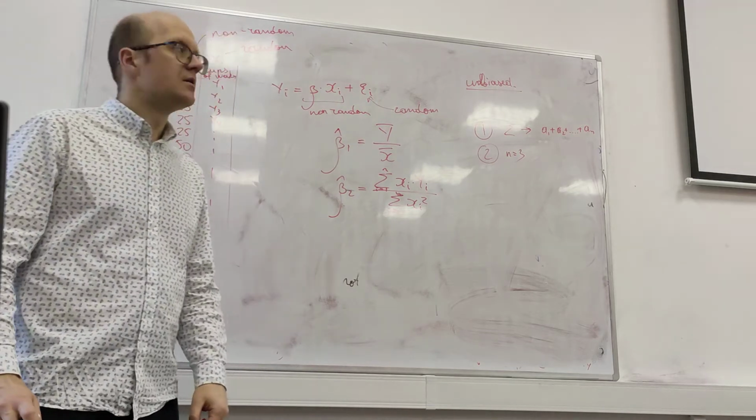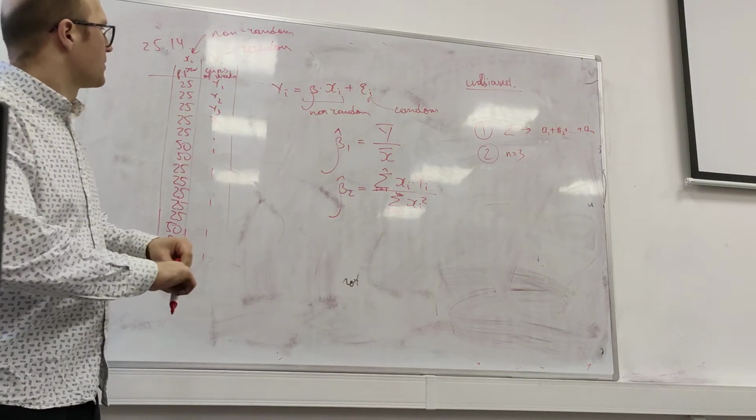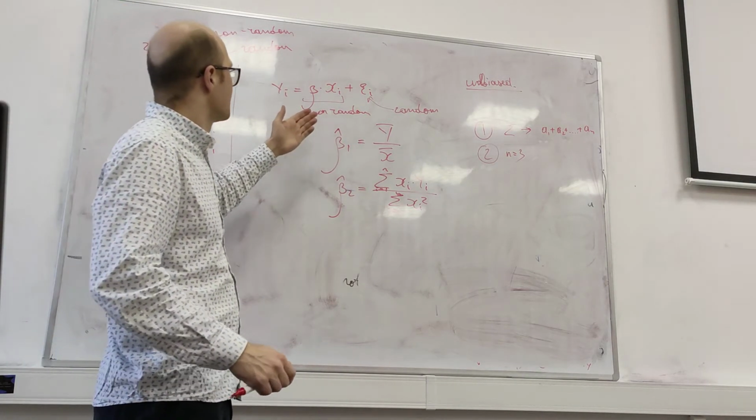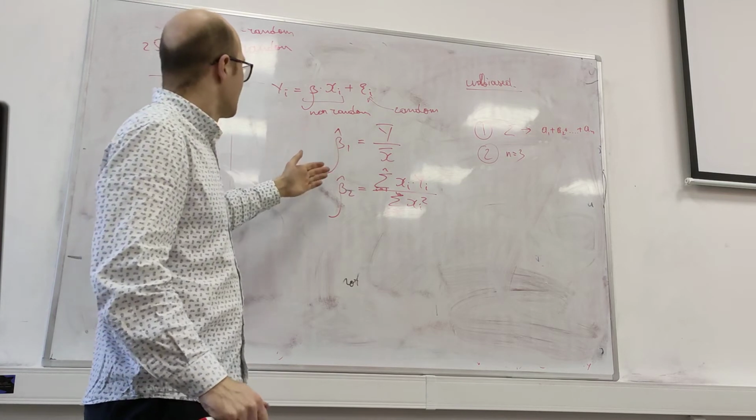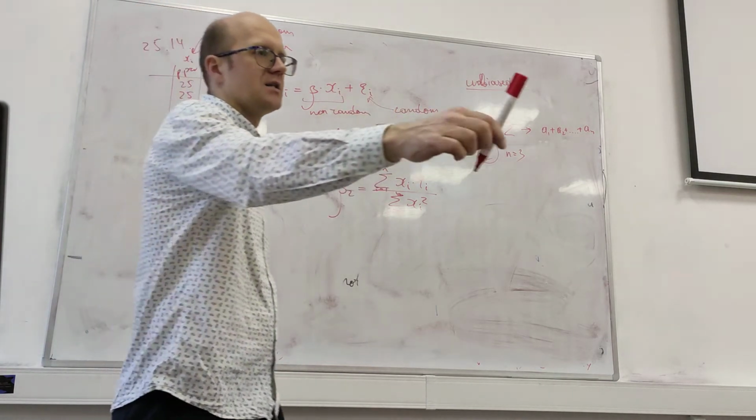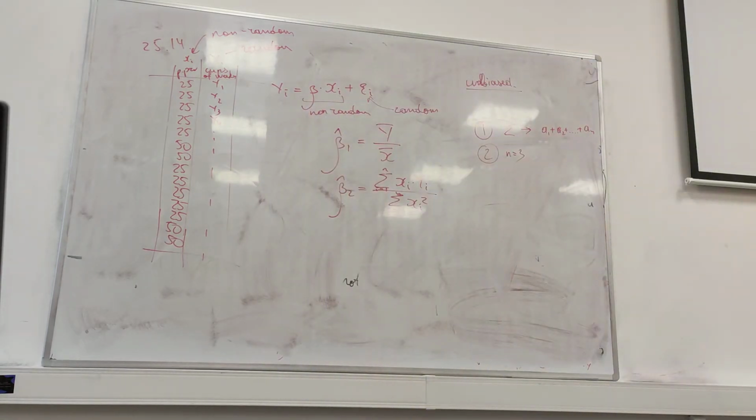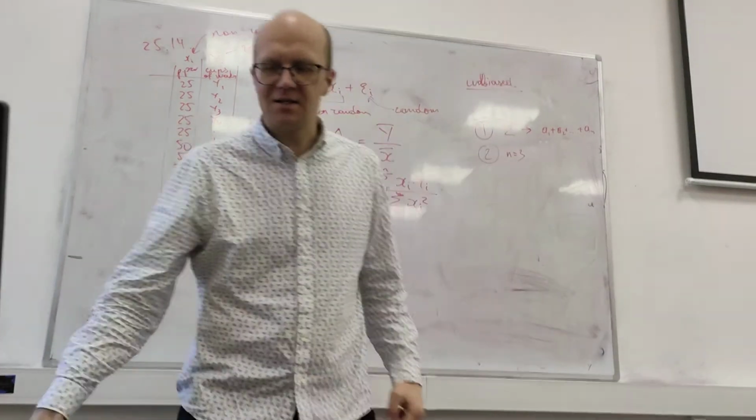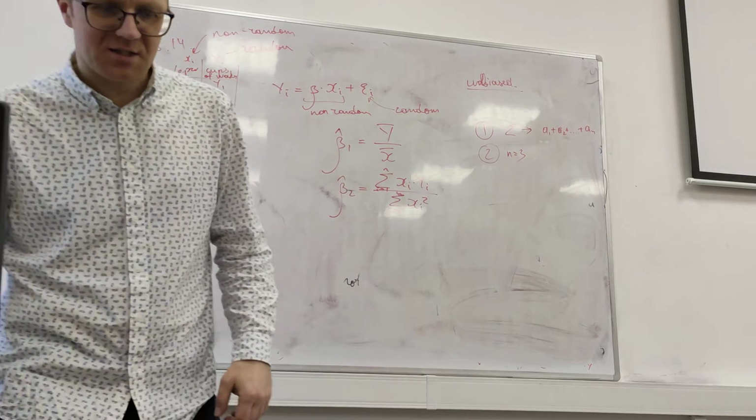Okay? So, Grisha, let's try. Calculate the expected value of beta 1 hat, calculate the expected value of beta 2 hat, and check whether they are unbiased. I believe in you. You are a strong man. You can do this.